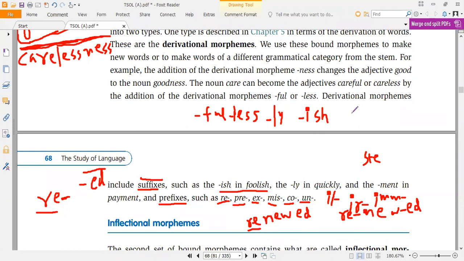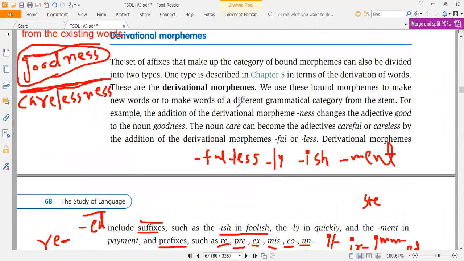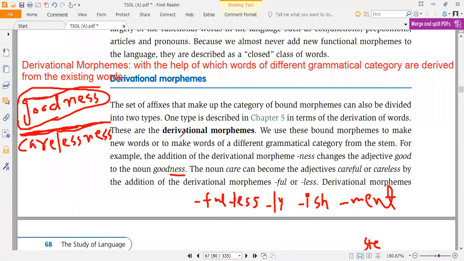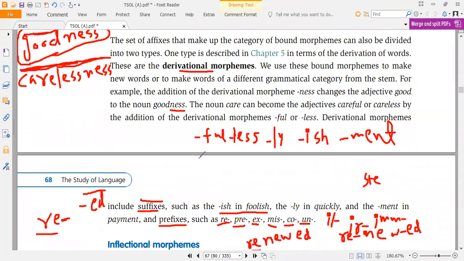Ment, right? We have got the word establish, establishment, right? So there are many other suffixes and prefixes as well, right? We have got ness as well, as they have given in the word goodness. Okay, so prefixes and suffixes combined are called affixes. Affixes are the derivational morphemes, and derivational morphemes are those morphemes with the help of which we derive words of different grammatical categories from the existing words.